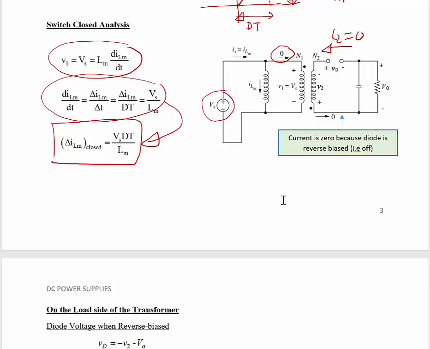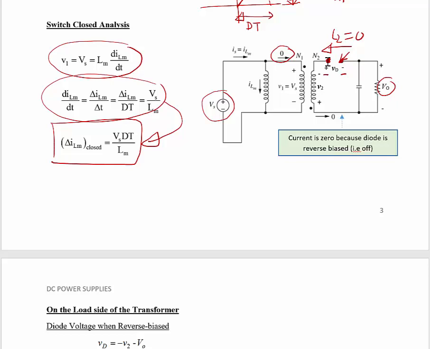Okay, so you see it's positive on this side and negative on that side, so VD is basically the voltage at this terminal minus the voltage at this terminal. The voltage at this terminal, if you look at the polarity of V2, we have the negative polarity over here. So it's going to be negative V2 minus the voltage at this terminal. And what's the voltage over here? The voltage over there is VO.